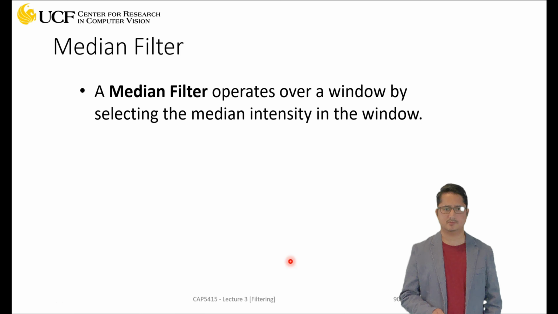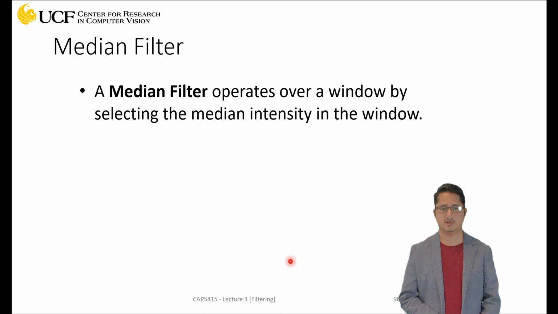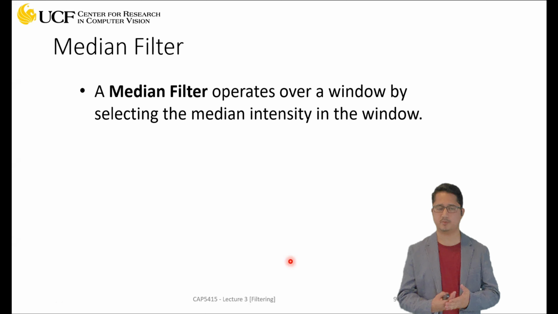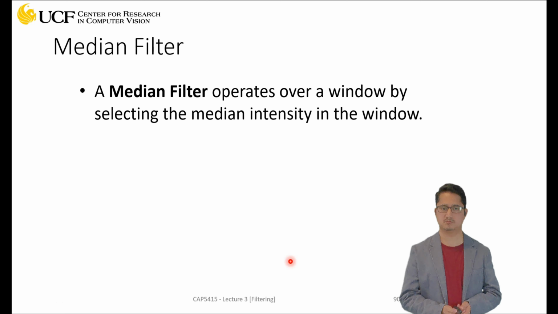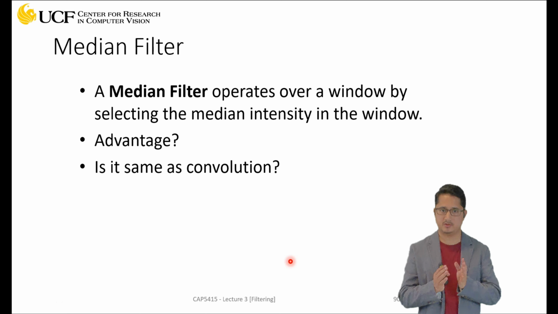All right, so I think this one should be the last one we cover today. And this is called median filter. So median operation, I think you should all know from your basic maths. What median filter will do is, in that neighborhood, instead of computing average or any linear combination, it will just select the median value.